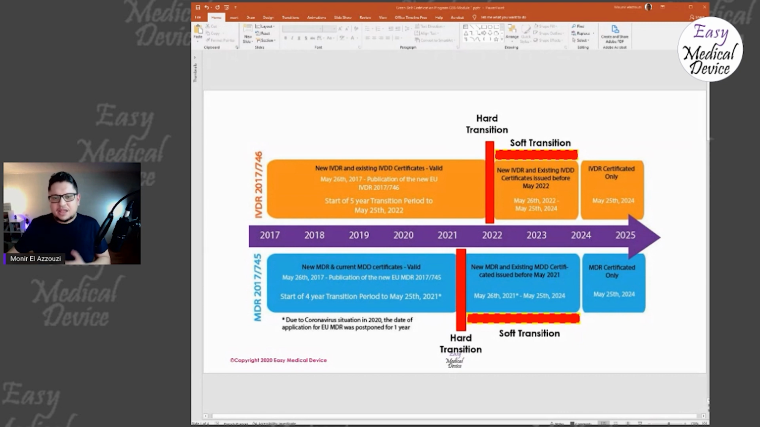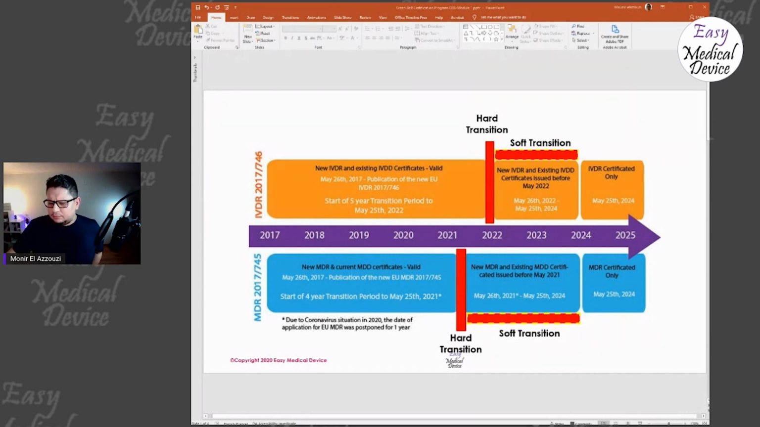But they can be sold until May 25, 2025. This is what is said in the provisions. So when you hear that, don't mix up placing on the market and the date when you can finally sell these products with the date of the certification, which has nothing to do with it. They are two completely separate items.